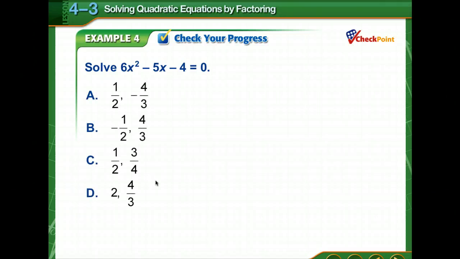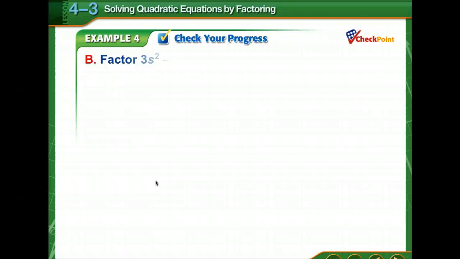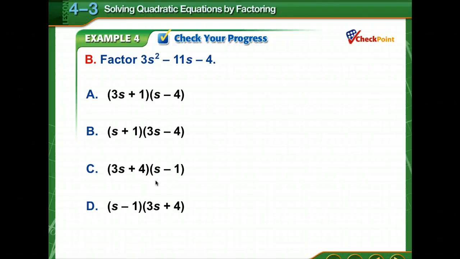Time for you to check your progress. So pause the video, solve this equation for your zeros, and then come back and check your answer. Okay, I got negative 1/2 and 4/3. So 6 times 4 is 24. I ended up using the factors negative 8x because our middle term is negative, and a positive 3x. Very good. Okay, let's practice this one more time. You're so good at that.